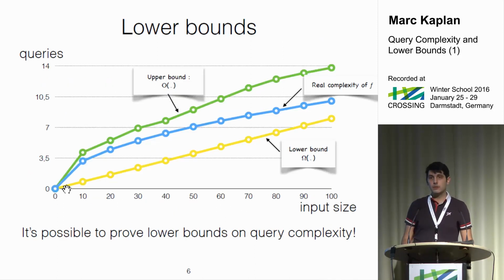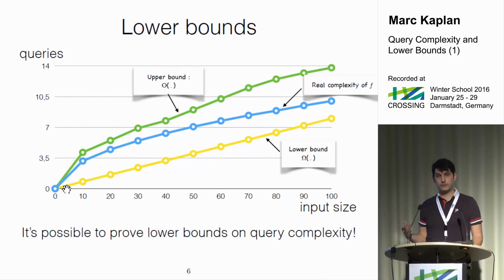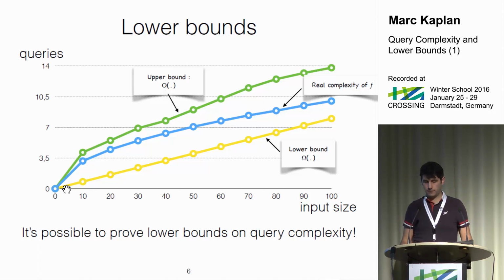And one of the very nice things about this model is that it's possible to prove lower bounds. So just to make you think about what a lower bound is, I have this graph here. So the blue curve in the middle is the complexity of f, which means the minimum number of queries that are required to solve f in the worst case over all possibilities for x.